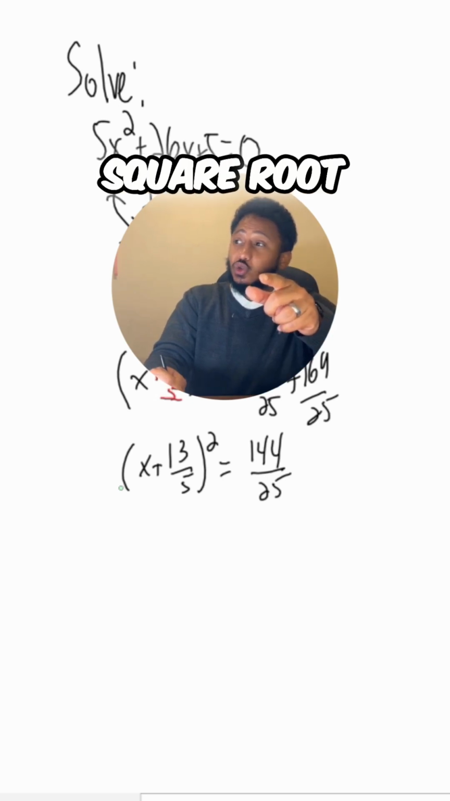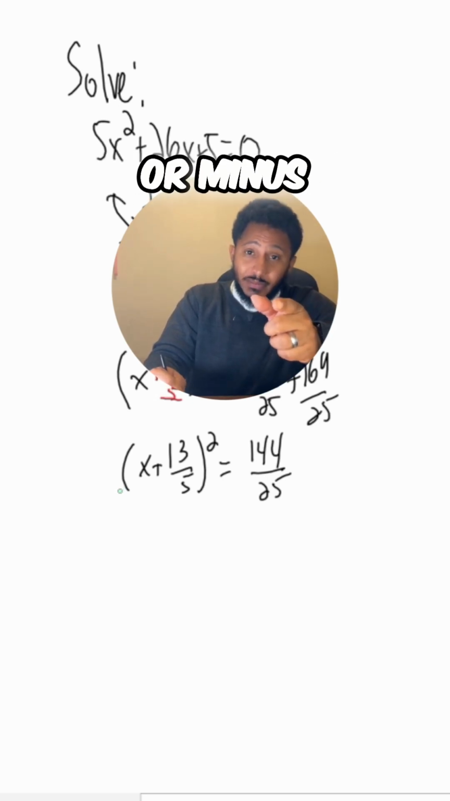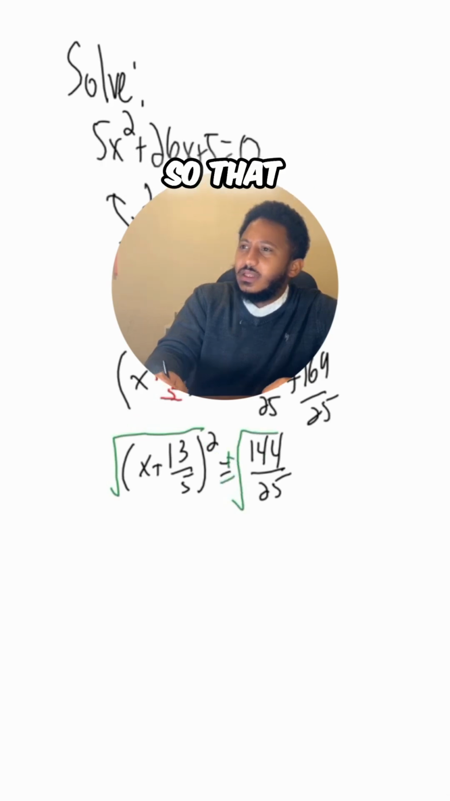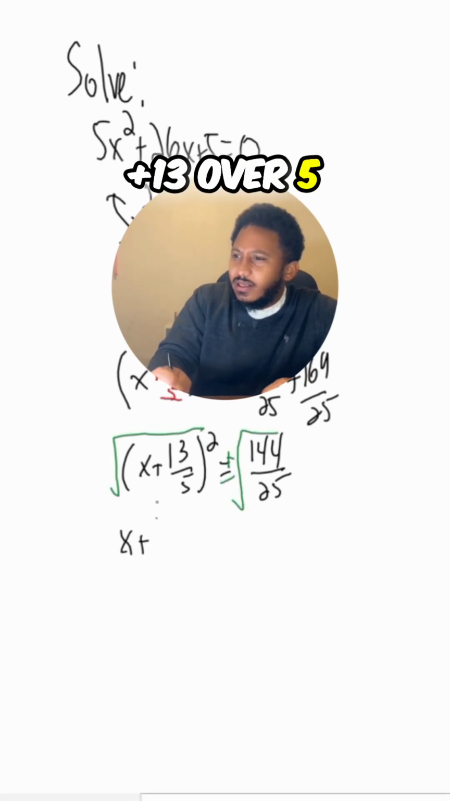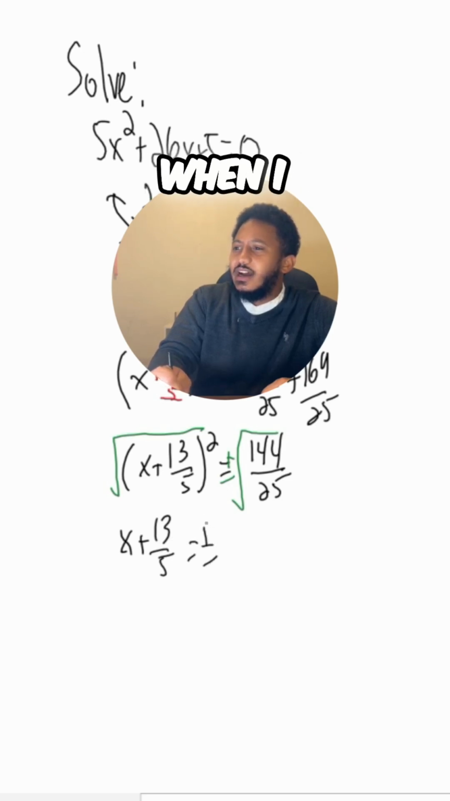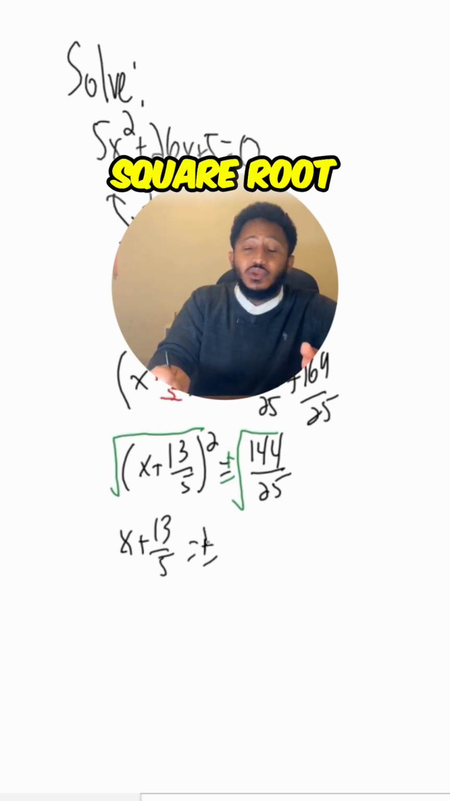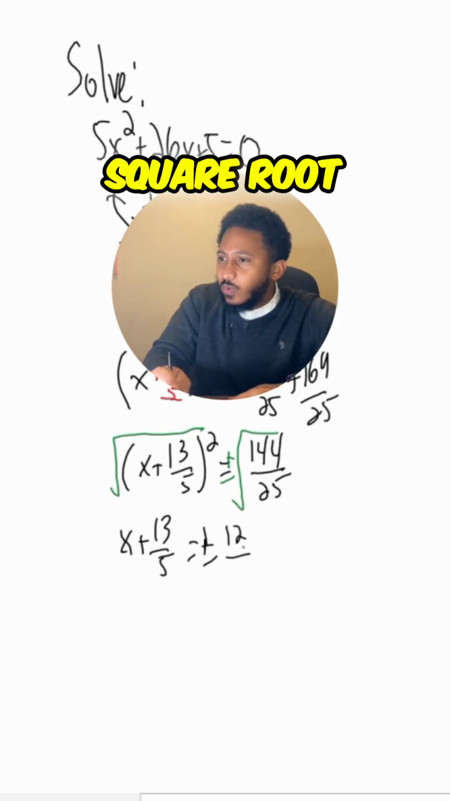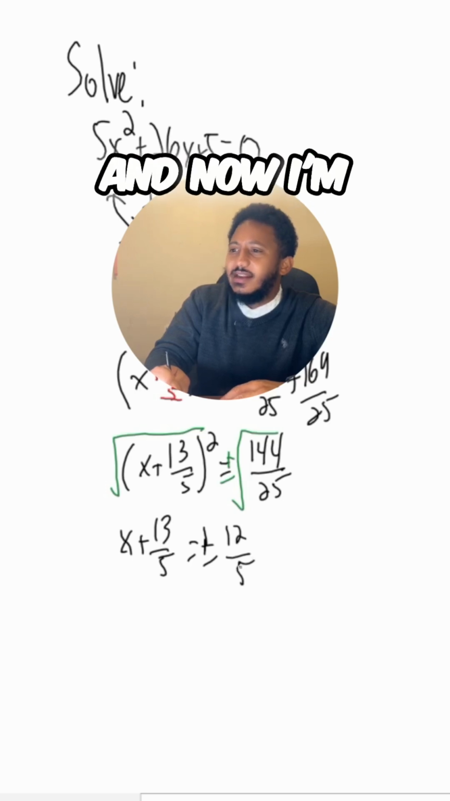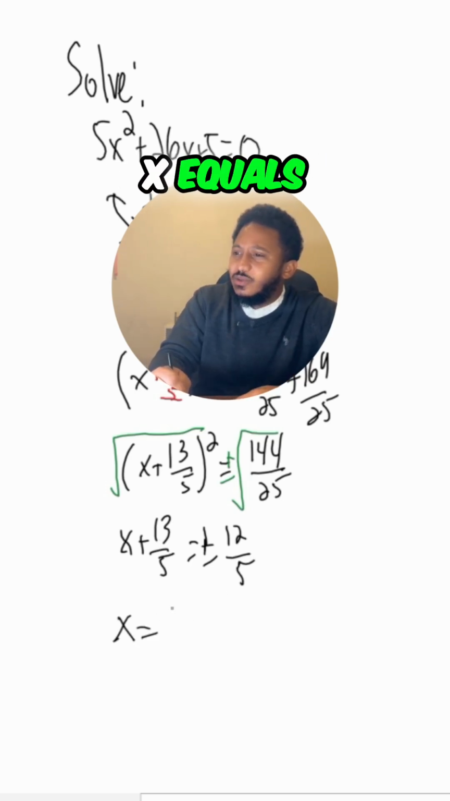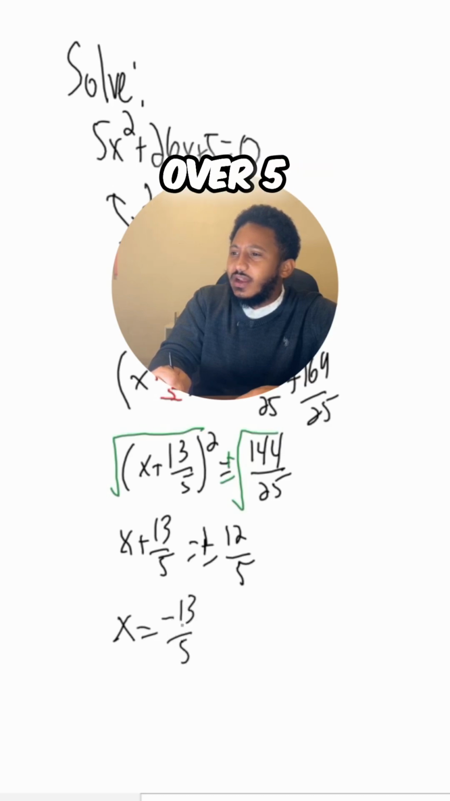Now, anytime you put your own square root into an equation, don't forget that plus or minus. So that gives me x plus 13 over 5 equals plus or minus. And now when I square root a fraction, I can square root the top and square root the bottom. So the square root of 144 is just 12, and the square root of 25 is 5. Got it. And now getting x by itself is pretty easy. Subtract 13 over 5 from both sides. So that gives me x equals negative 13 over 5 plus or minus 12 over 5.